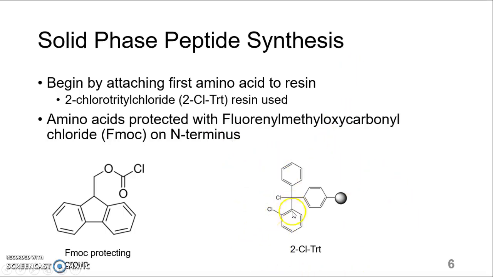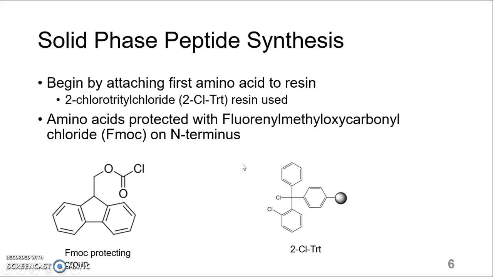2-chlorotrityl chloride resin is used. Here in its structure, you have 3 phenyl rings. One chloride is attached to one of the phenyl rings, and you have this very good leaving group, chloride, here that is very prone to nucleophilic attack, or the carbon that it gets attached to is very prone to nucleophilic attack. So usually what happens when you attach the amino acid to this resin is the carboxylic end attacks this carbon here, and this chloride leaves.